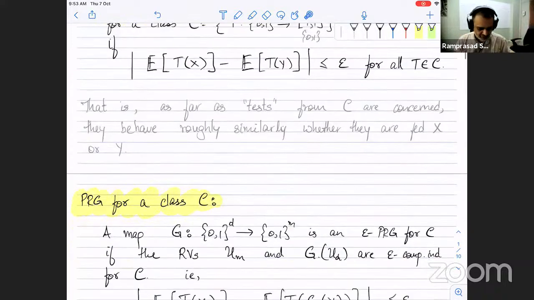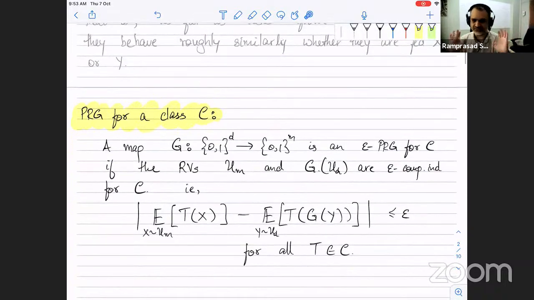And that is what is going to be formalized by what is known as a pseudorandom generator. Okay, so a PRG, which is short for pseudorandom generator, for a class C, refers to the following. It's some map G that stretches d bits into m bits. The intuition is that instead of feeding m random bits, I'm going to pick d bits uniformly at random and just apply the function G on it.